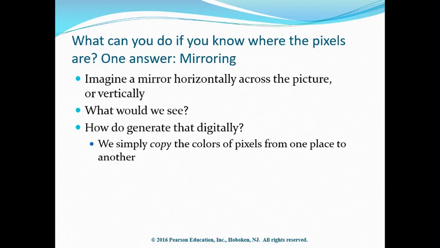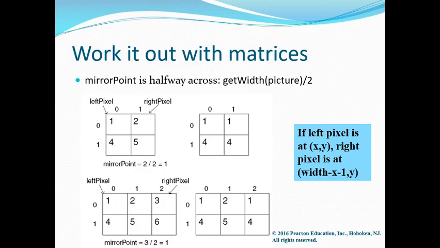So what can you do if you know where the pixels are? One answer is mirroring. Imagine a mirror horizontally across the picture vertically. What would you see? How do you generate that digitally? We simply copy the colors of pixels from one place to the other. So we work it out with matrices. Mirror point is the halfway across, get width of picture divided by 2. So we can see left pixel, right pixel. So if the left pixel is x,y, the right pixel is at width minus x minus 1, y.